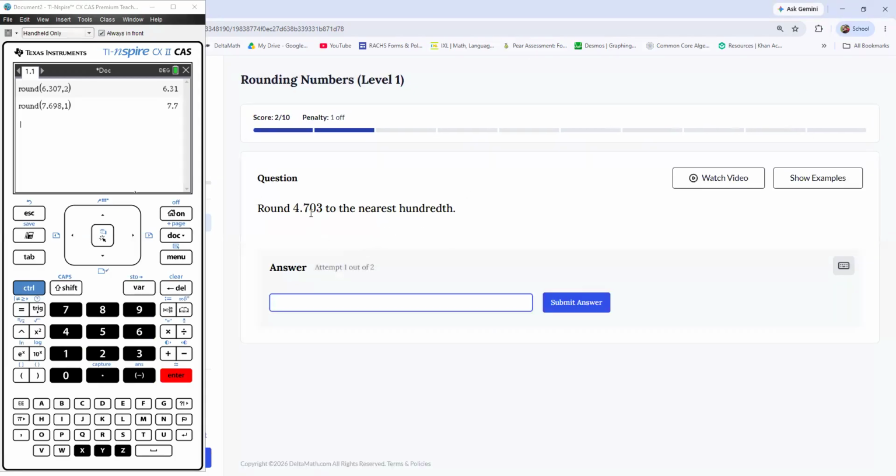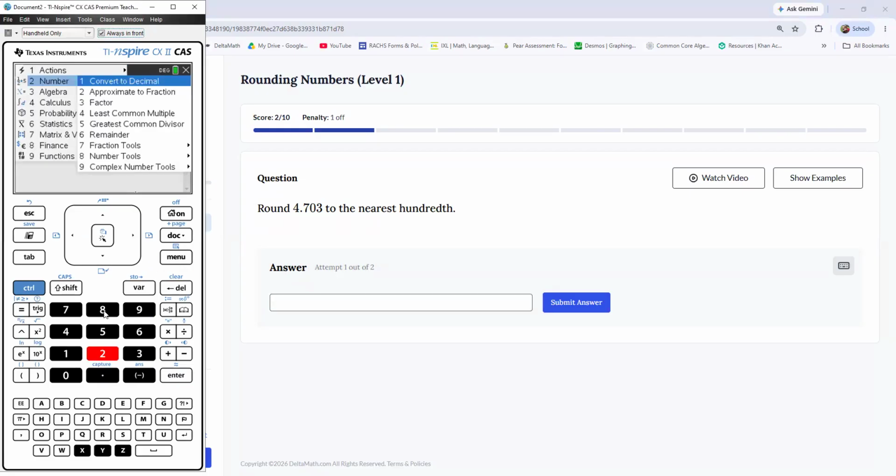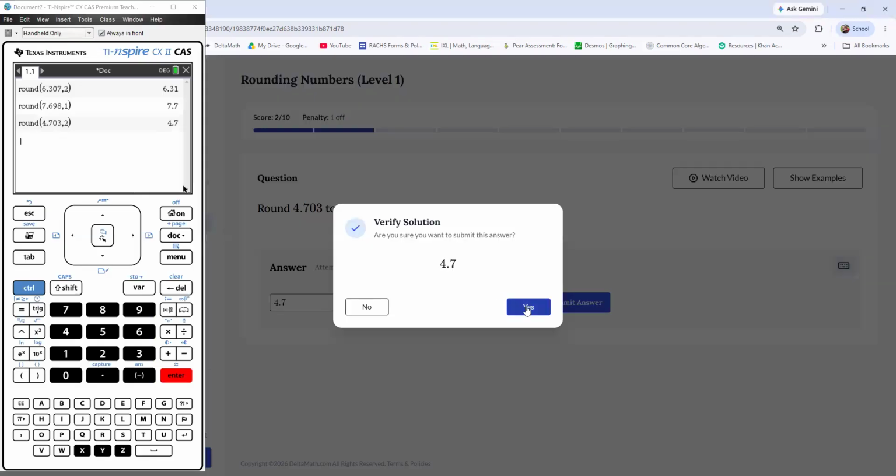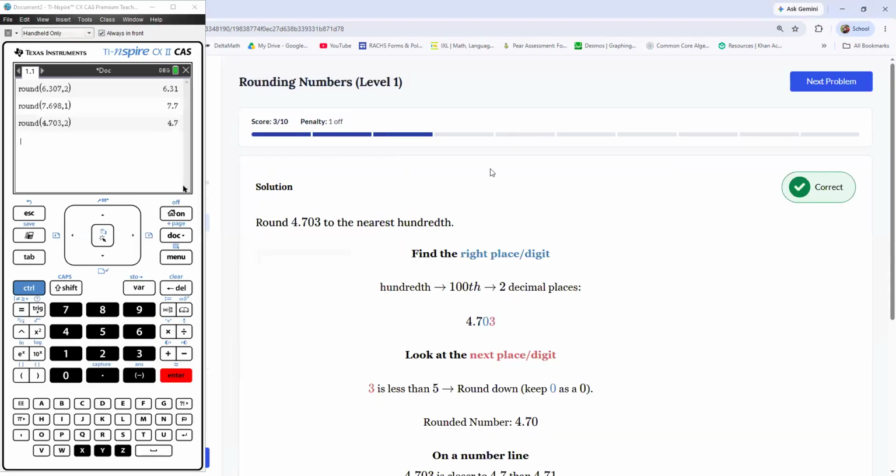Let me do one more of these. Okay, 4.703 rounded to the nearest hundredth. So we're going to go menu 281, and then we're going to do 4.703, comma, and that's 2, 4.7. If you want to, you can put a 0 there, but you don't need to. Okay, that's good.